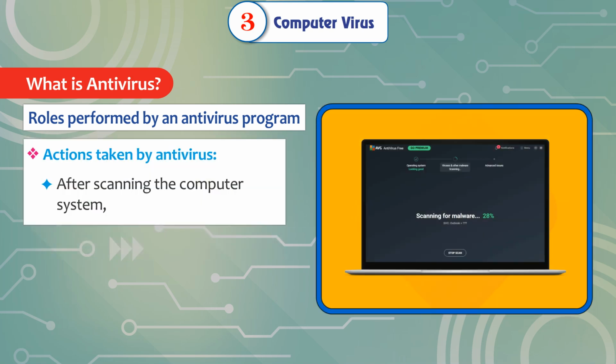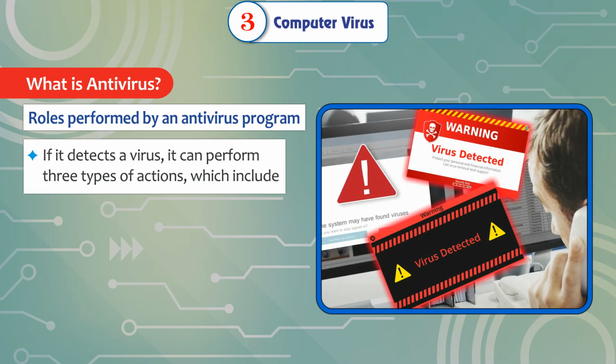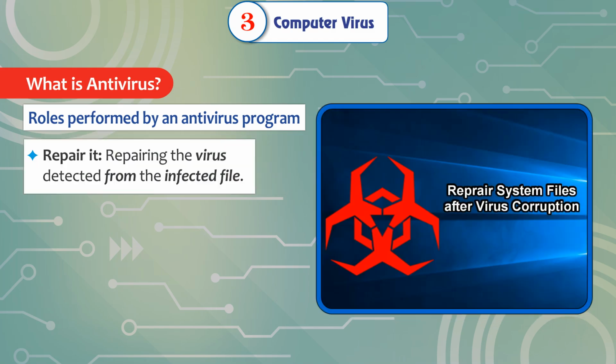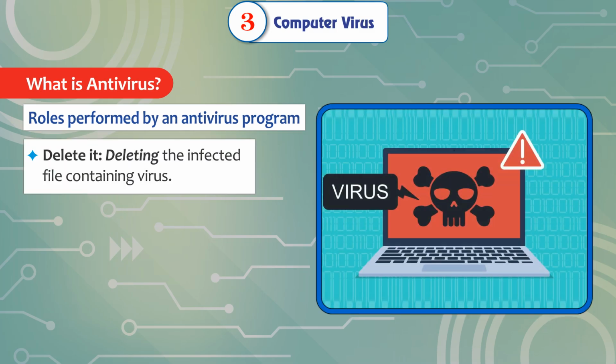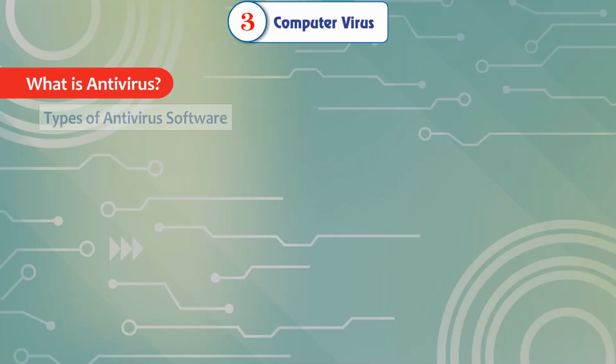Actions taken by antivirus. After scanning the computer system, if it detects a virus, it can perform 3 types of actions, which include: Repair it, repairing the virus detected from the infected file. Delete it, deleting the infected file containing the virus. Quarantine it. When an antivirus program is not sure about the infected file, the infection is isolated.